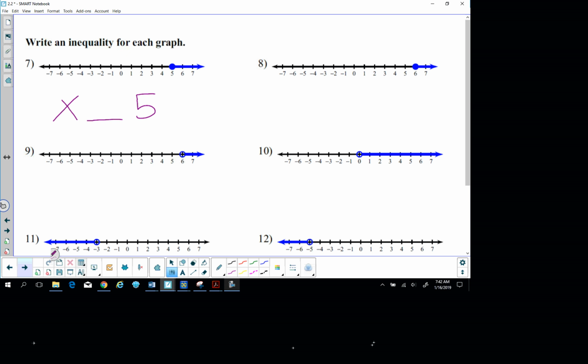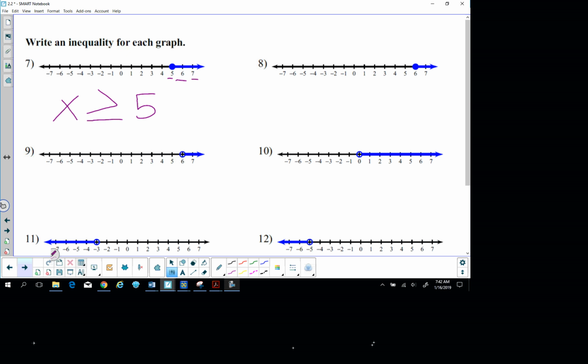Now, what's shaded, are the numbers bigger than 5 or smaller than 5? Bigger, right? 6, 7, they're bigger than 5. And it also includes 5. So I know the mouth's going to be eating X because those numbers are greater than or equal to 5. So that's number 7 on your sheet. And so that's all we're doing for the first half of class, is just practicing graphing and identifying inequalities.